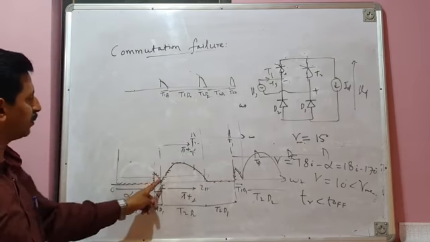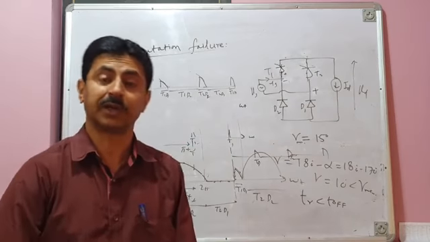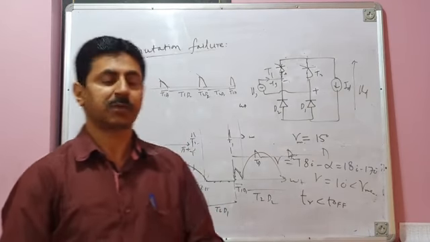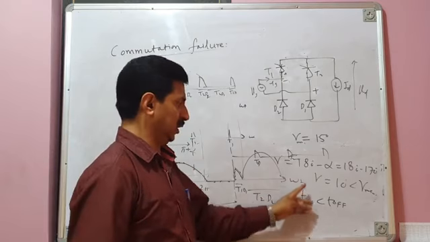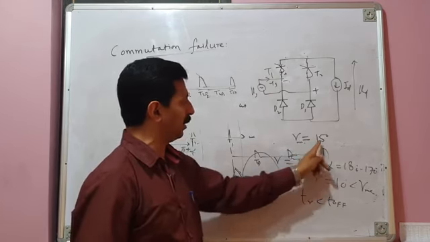But what happens because of the failure of thyristor T2 to commutate? Commutate means to turn off. It does not turn off, because the reverse bias across it is for a period of only 10 degrees, which is less than gamma min, 15 degrees.